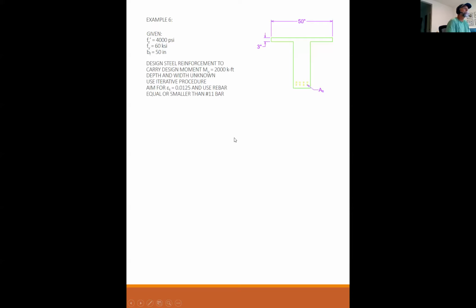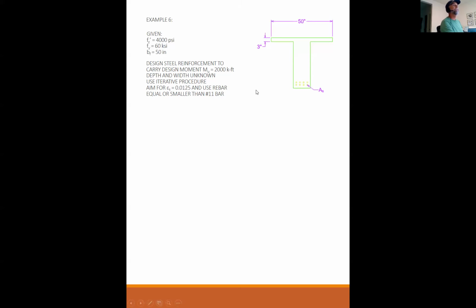Okay, so for this T-beam, design steel reinforcement to carry a design moment M sub U of 2,000 kip feet. The depth and width are unknown. Use an iterative procedure. Aim for epsilon sub t equal to 0.0125 and use rebar equal to or smaller than number 11 bar. So those are our directions.